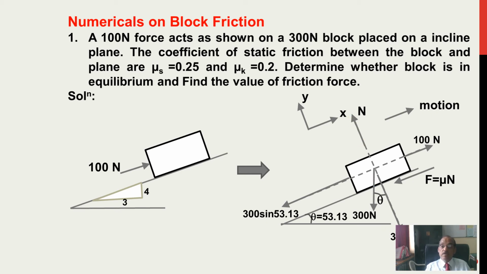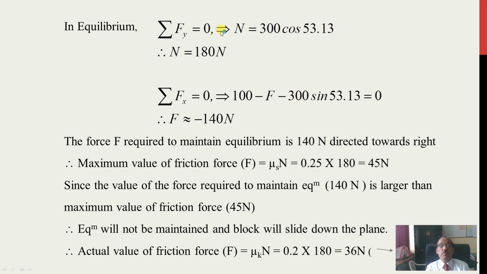Now if I take summation of y, what will be? N minus 300 cos 53.13. So summation of Fy equals N minus 300 cos 53.13 equal to 0, and that's why N equals 300 cos 53.13, and hence N equals 180 Newton. So we got the normal reaction.